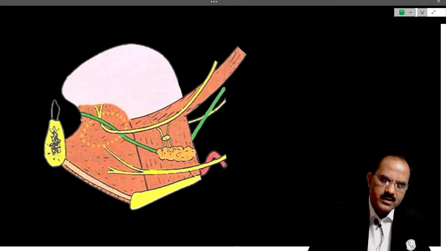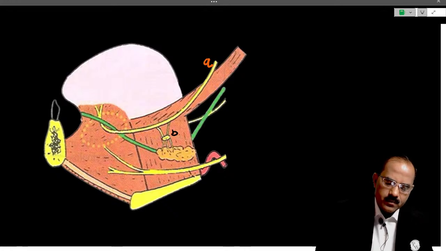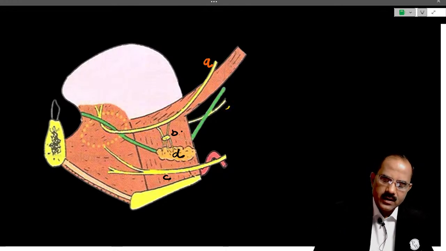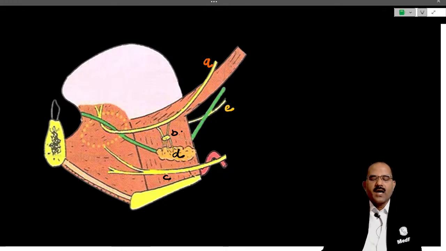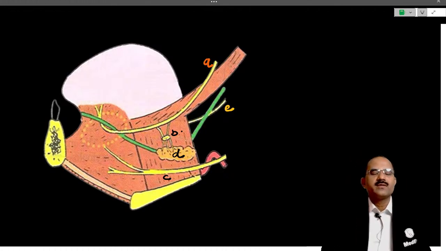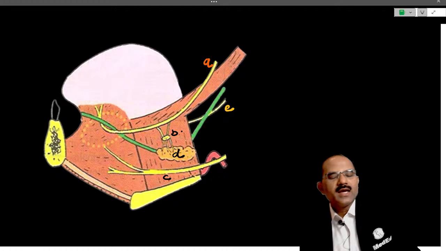Can you tell me what is this A? What is this A structure? What is this B structure? What is this C structure? And what is this D structure? And what is this E structure? Come on, what is this? This is the oral region. This is the oral region. What is A?